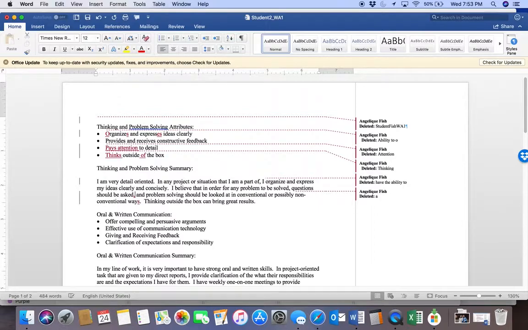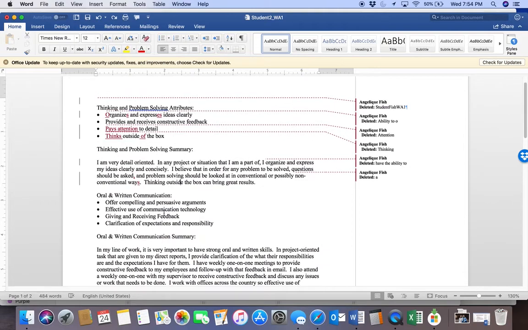So, for example, I believe that in order for any problem to be solved, questions should be asked. That's a complete sentence. I believe that in order for any problem to be solved, problem solving should be looked at in conventional or possibly non-conventional ways. So that's a complete sentence. Since we're doing two complete sentences with this conjunction here, we need a comma with it. And then this last one, thinking outside the box can bring great results. So again, that's not much of a summary of this person's attributes.